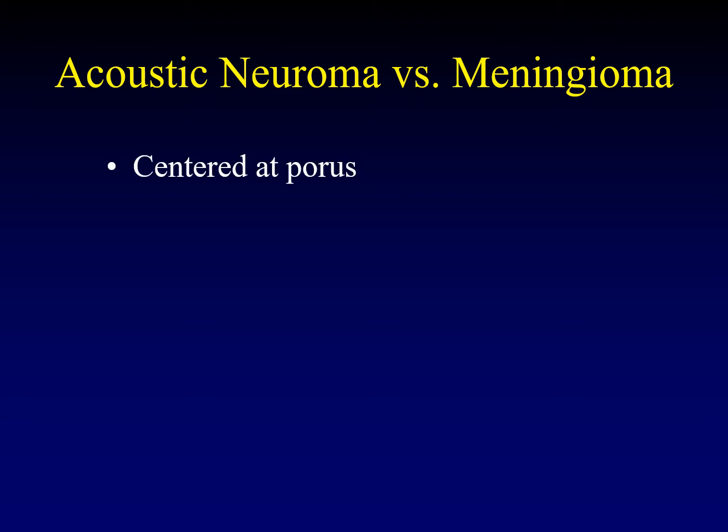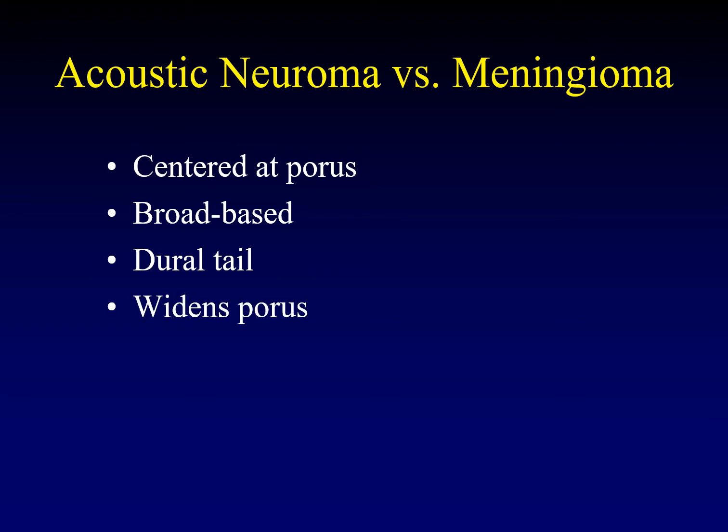If the mass is centered at the porus acusticus, then it is more likely to be an acoustic neuroma because it's right along the course of the nerve. If it is broad-based against the underlying bone, then that's more likely to be a meningioma. If there is a dural tail, obviously we associate dural tails with meningiomas. If the mass widens the bony margins of the porus acusticus with slow remodeling, that's more likely to be an acoustic neuroma. If it knuckles into or enters the IAC or is predominantly within the internal auditory canal, that's more likely to be an acoustic neuroma.